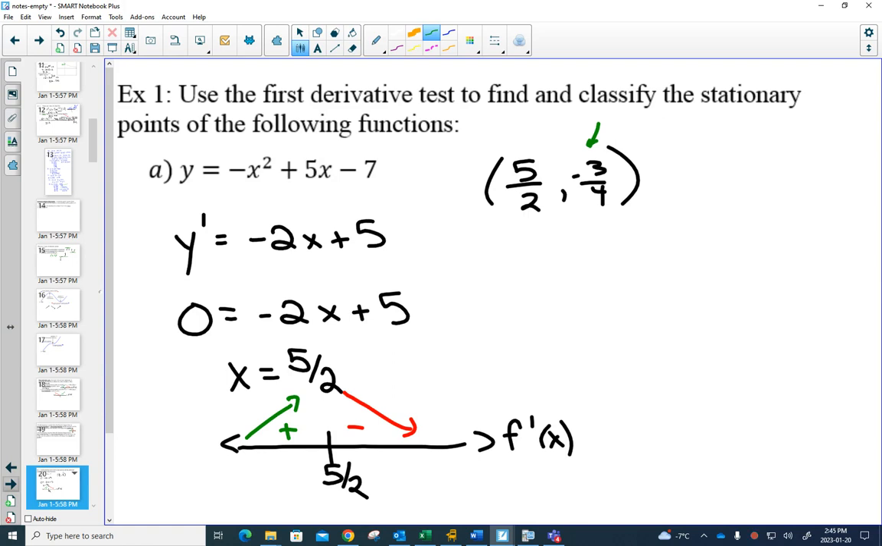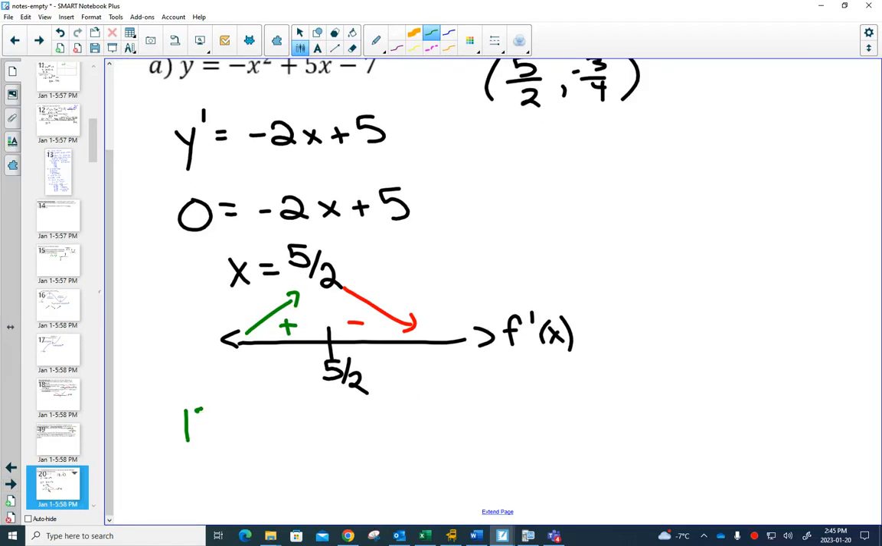The original equation gives you your points. The derivative tells you where it's increasing and decreasing. The first derivative test, this is how you would show that you fully understand the first derivative test.